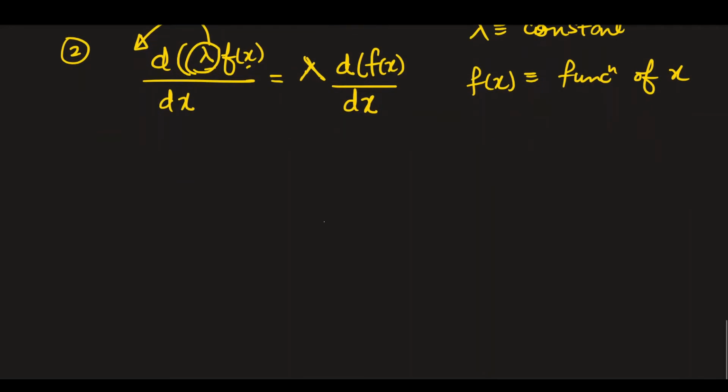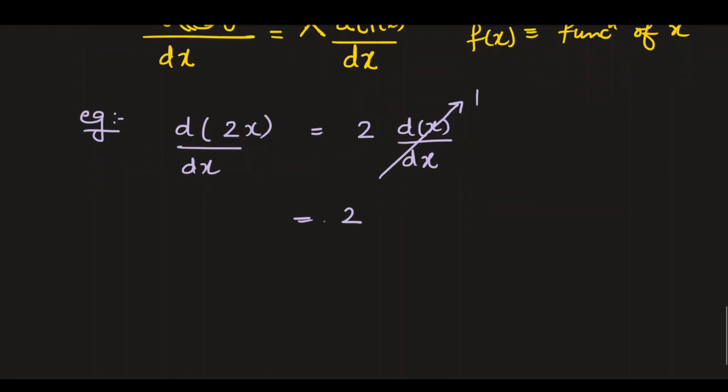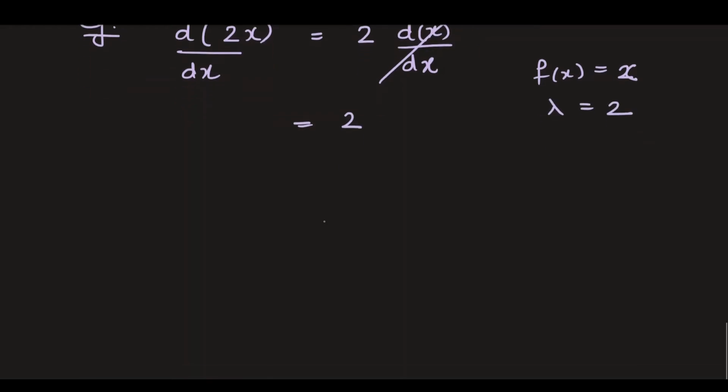For the sake of example, d of 2x upon dx is 2 into d of x upon dx, and that is basically 1. So we get 2 as the answer. In this example, f(x) is equal to x, and lambda is equal to 2. So that is example number 1.